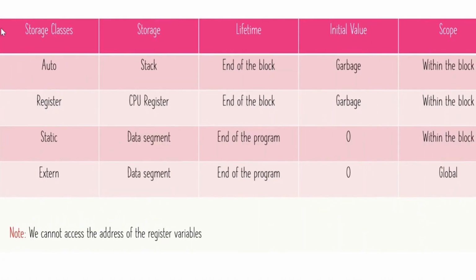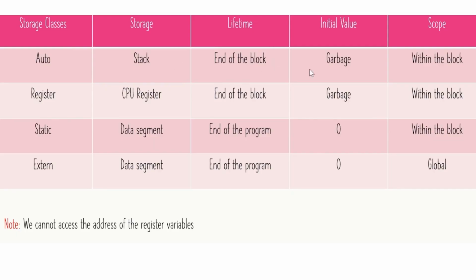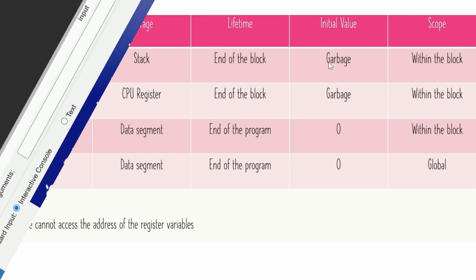Now let us look at the types of storage classes. There are 4 types: auto, register, static, and extern. Coming to the first one, auto. Auto is the default storage class for the variables, which are also called local variables. From the name local, we can understand that the variables defined with auto are accessible only within the function block in which they are defined. So here we can see the lifetime and the scope is only within the block in which they are defined, and the initial value will be the garbage value if it is not initialized.